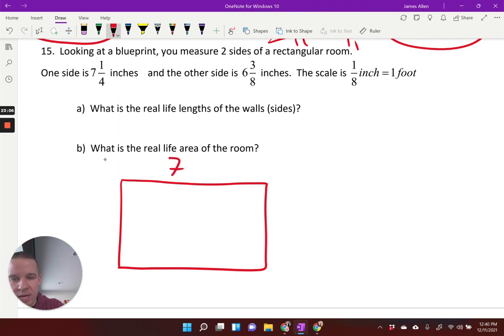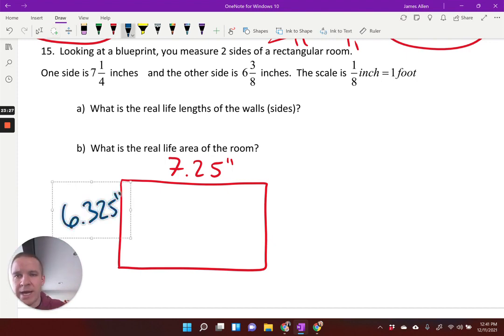One of them is 7 1/4, so 7.25 inches. The other is 6 3/8, so that's 6.375 if you know your eighths like I do. Not everybody does. It takes a lot of repetition with those and seeing them all the time. Okay, so I want to know what are the real life lengths of the walls. And I've already done this before, but let's do this guy in a different color. We'll go with blue for that.